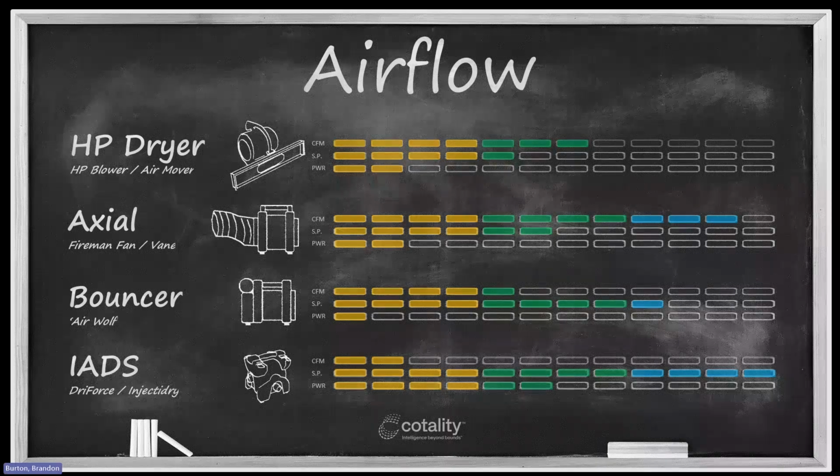So that's the true specialty of the specialty type systems. And part of the reason why I wanted to give you this comparison between all 4 of these is that I'm going to get into 2 examples here for application. One is the HP carpet dryer and the other is the inter-air drying system. And I wanted you to understand the reason why I would choose one in one case and the other in the other case, based on this different balance between CFM, static pressure, and power availability.